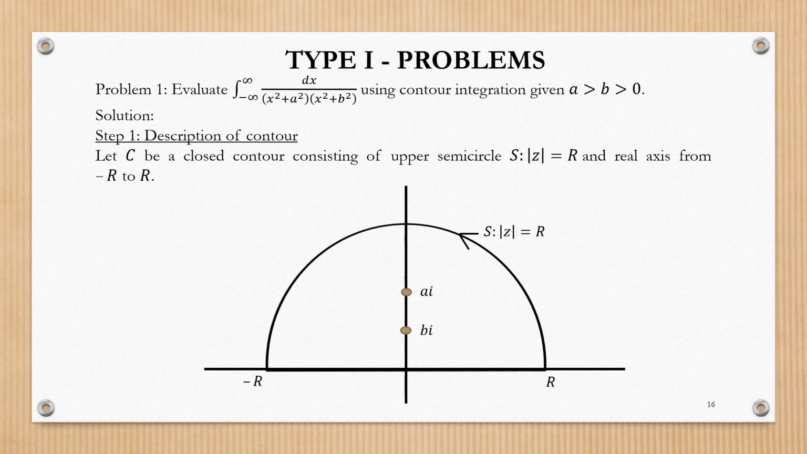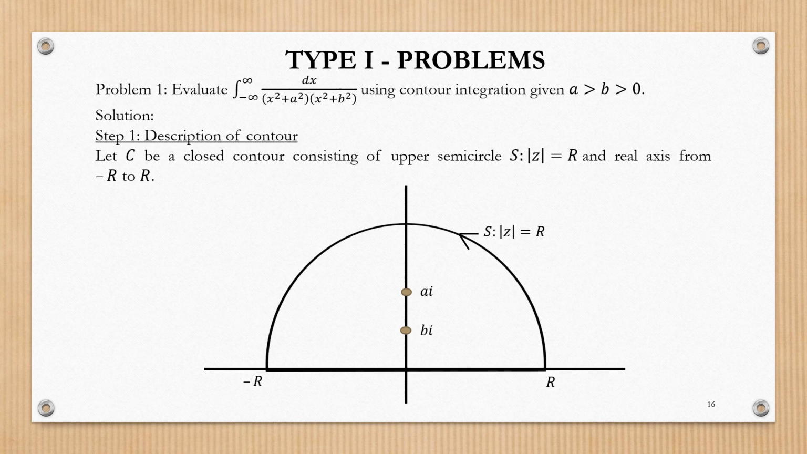Yeah, please look at the first problem. What we are given is: evaluate the integral from minus infinity to infinity of dx divided by (x square plus a square) into (x square plus b square) using contour integration, given a greater than b greater than 0.